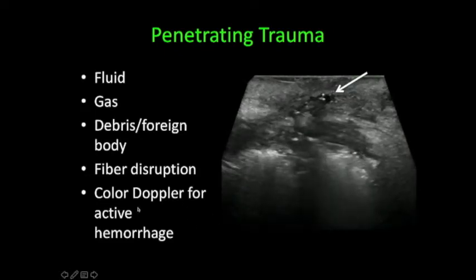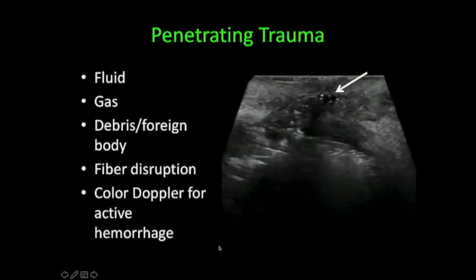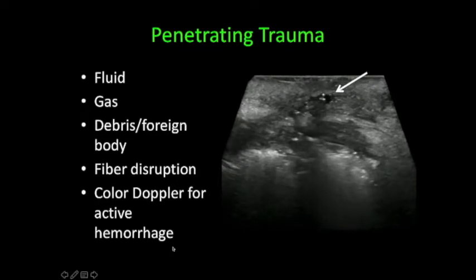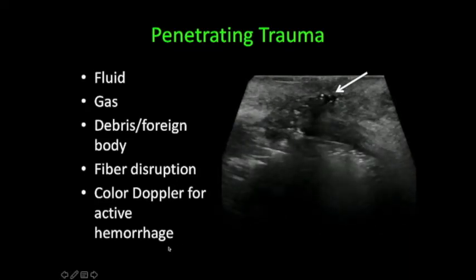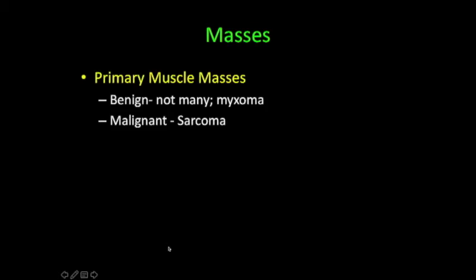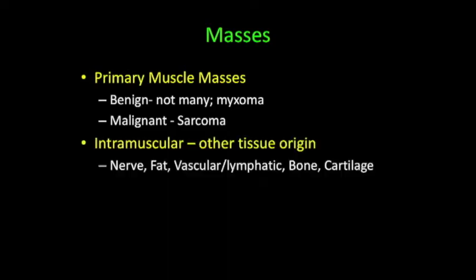You might see hematoma and fiber disruption, and then look for active hemorrhage on your color Doppler evaluations. Next, I want to talk about masses that you can see in the muscle. Primary masses in the muscle, particularly benign ones, are really not that common. There's one myxoma I want to speak about. And then for primary malignancies of skeletal muscle, that would involve sarcomas.